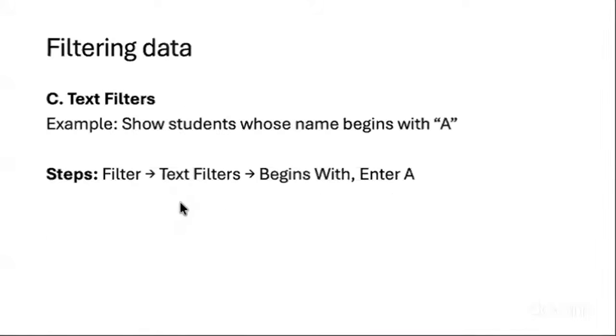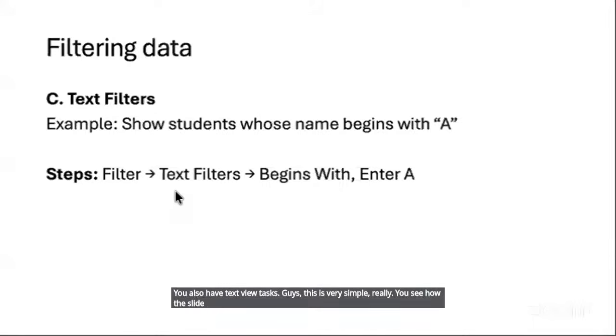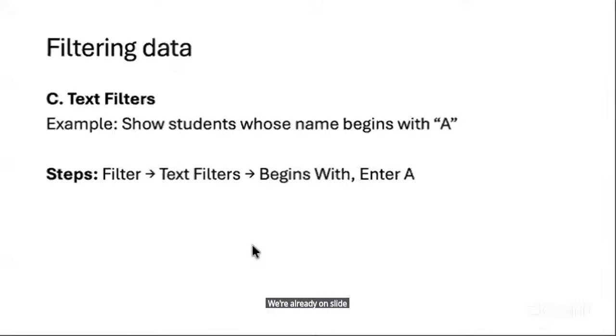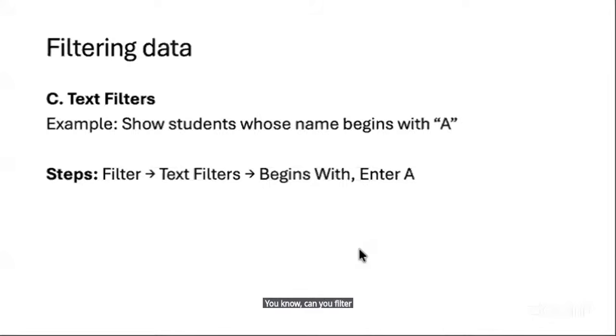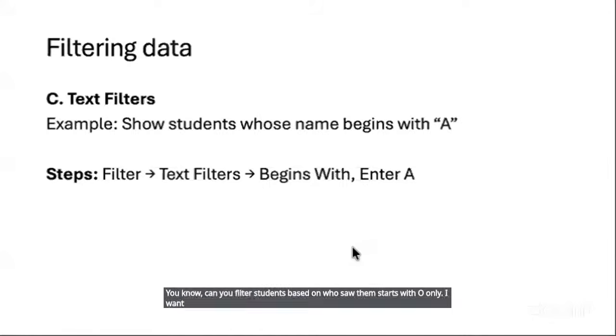You also have text filters. Guys, this is very simple, really. Very simple. You see how the slide is big. We're already on slide number 10, talking on filters. So apart from filtering, we are dealing with numeric values. What of text? Can you filter students based on whose surname starts with O only? I want to see those whose surname starts with O.